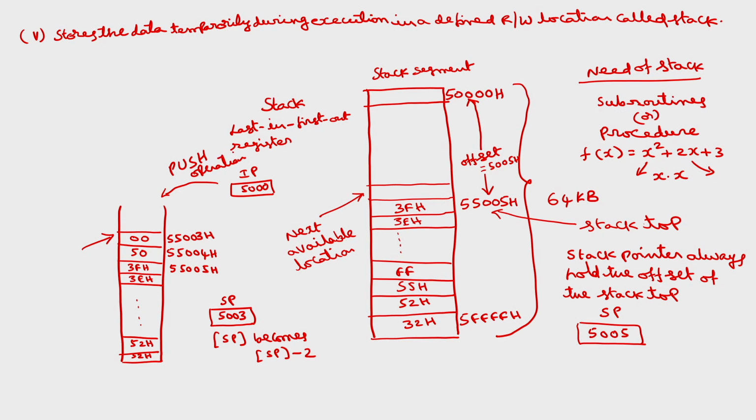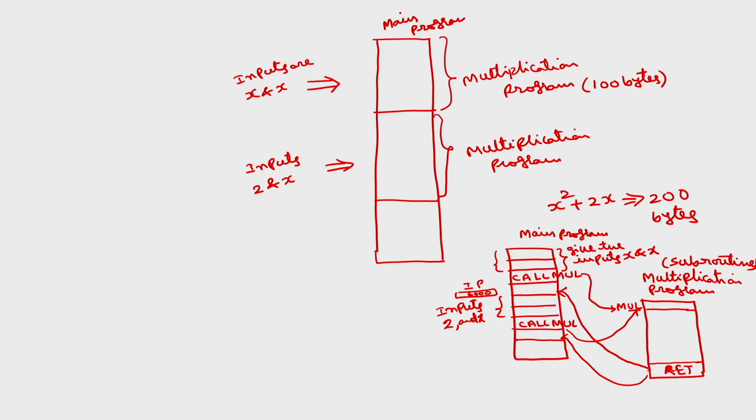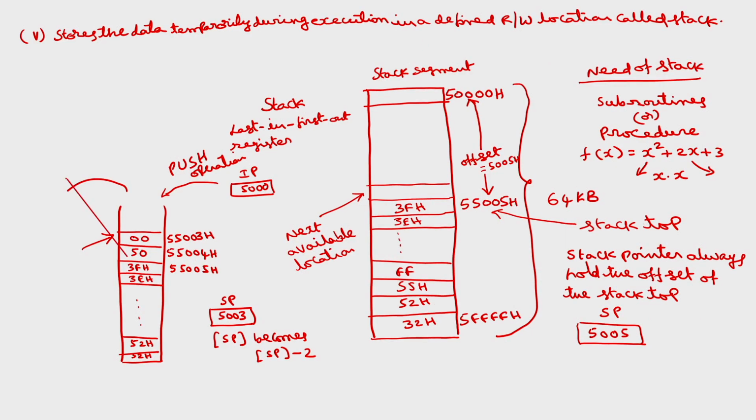Whereas in case of a return instruction, the last instruction in the subroutine is return. Inherently in the return instruction there is a pop operation. What happens in pop is that the contents will be taken back into the instruction pointer. Instruction pointer contents will become the same 5000H. This operation occurs whenever the call instruction is executed, and the reverse occurs whenever the return instruction is executed.